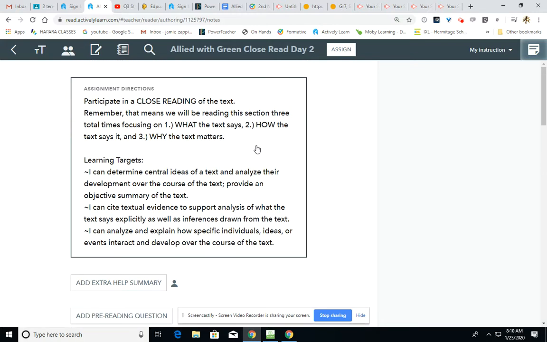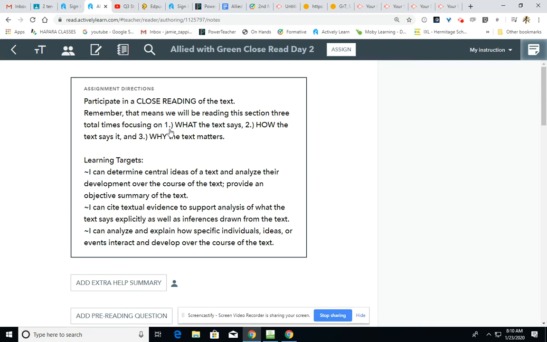for the first day yesterday, keep in mind what we do as we close read. We look at a specific section of the text. First reading, we look for what the text says. We read it a second time to look for how the text says it, and we read it a third time and think about why the text matters.